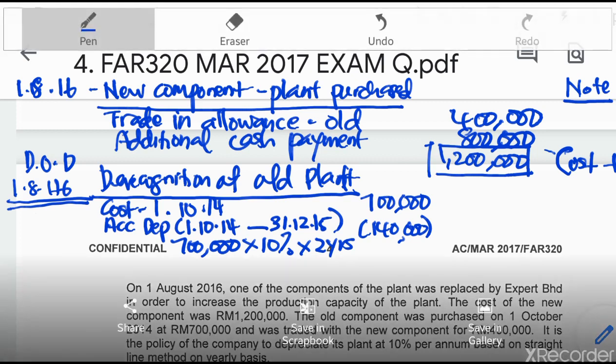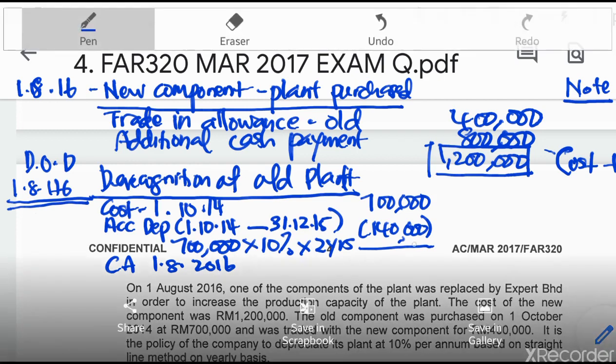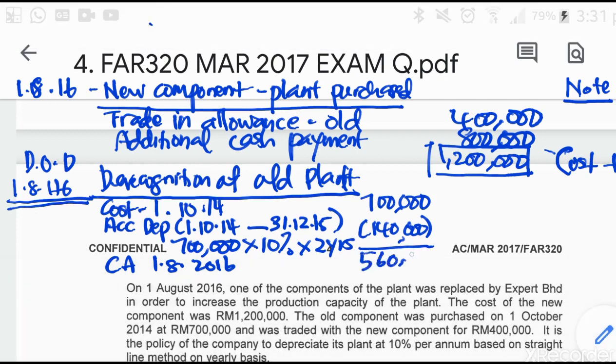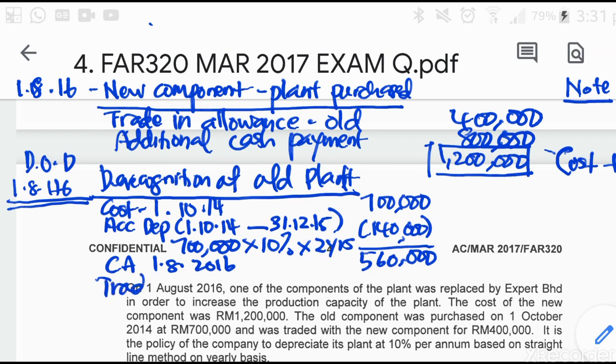There is no depreciation charge for that asset in this year of disposal. So on the date of disposal, carrying amount on 1st of August 2016 is 560,000. And if you look at the trade-in allowance, if you can still recall, you can just look at the top part there. Trade-in allowance, it was 400,000. So I put here 400,000.